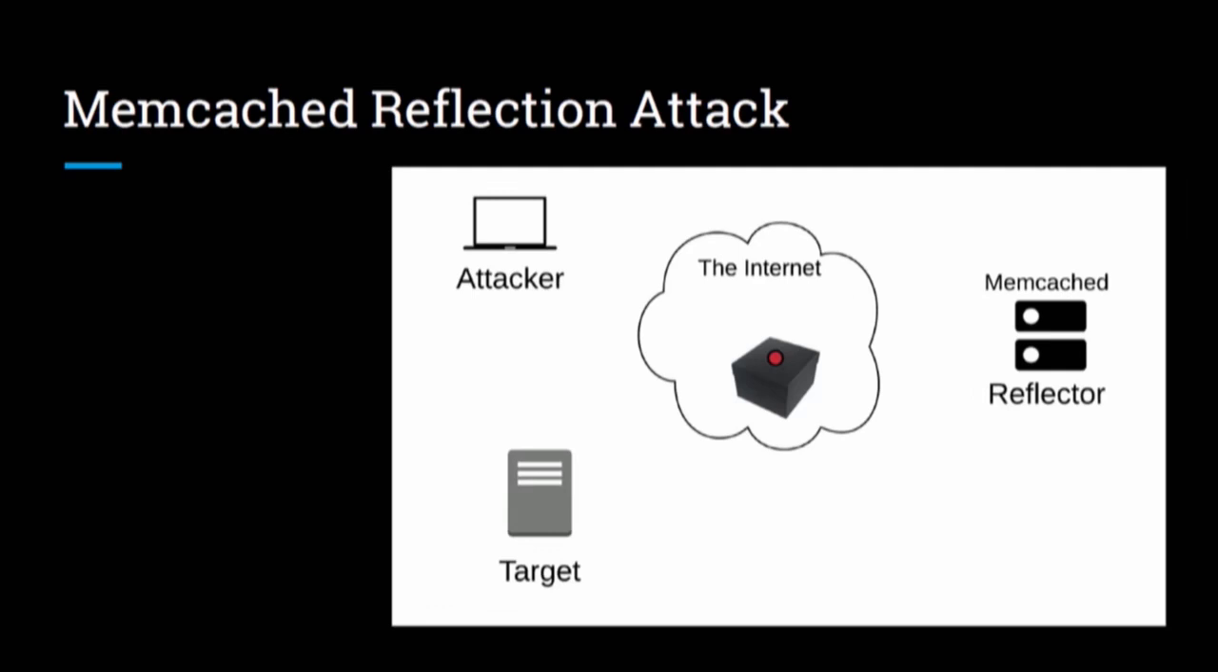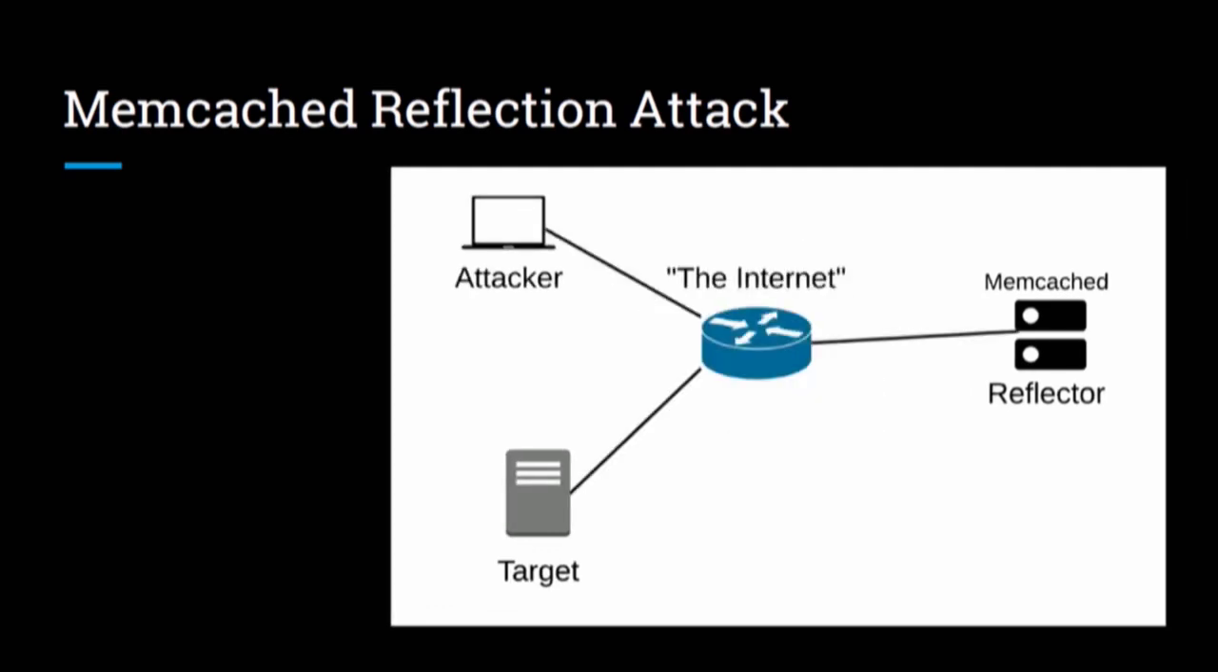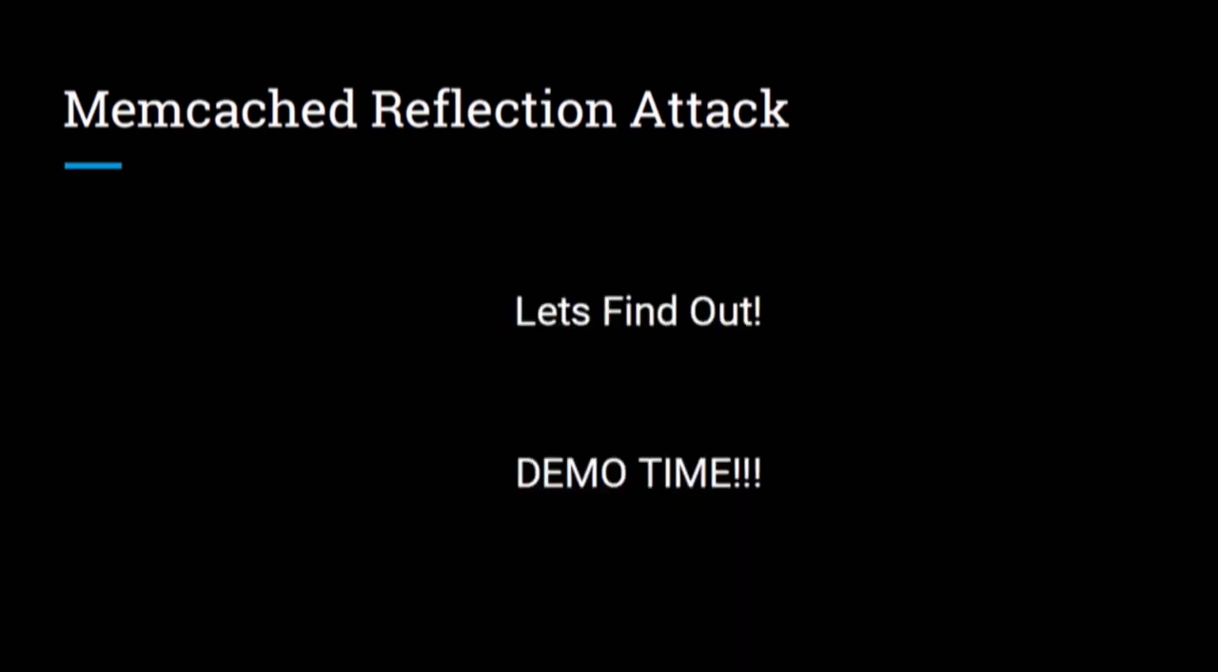So we're going to simplify it a little bit. We know the internet is just a series of routers that make routing decisions, so we can replace that with one router. We'll call that the internet. And then we have our attacker, our reflector, and our target. So let's see how this works.